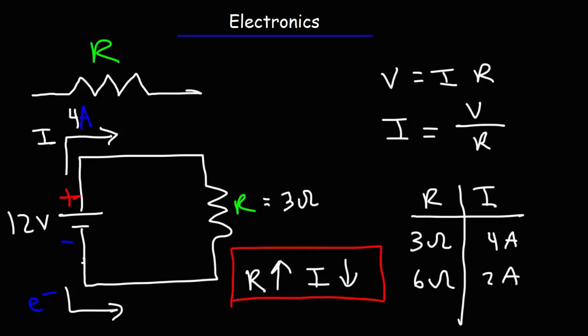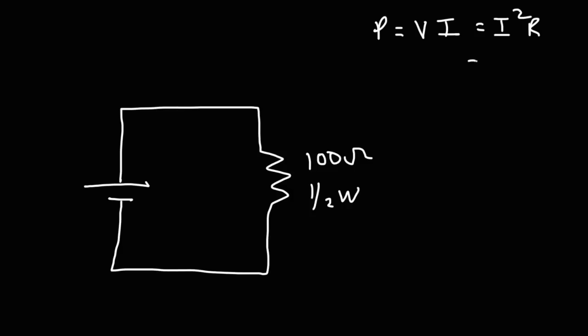Now sometimes you may need to decide what resistor to use in a circuit. And one important consideration that you need to take into account is the power rating of a resistor. So let's say we have a battery attached to a resistor. And let's say this is a 100 ohm resistor and the power rating is 1/2 watts. Power is equal to voltage times current. It's also equal to the square of the current times the resistance, and it's equal to V squared over R. So you could use any one of those 3 formulas to calculate power.